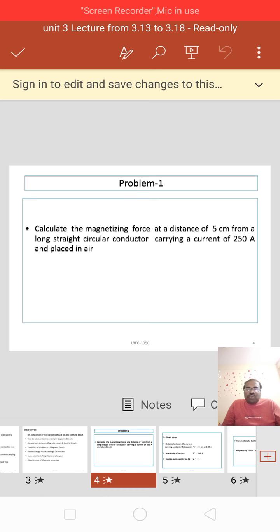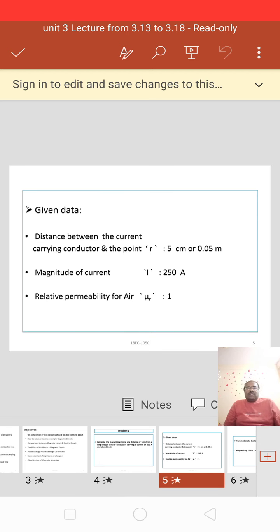Now kindly collect the given data present in the problem. The distance between the current carrying conductor and the point is 5 centimeter. We must convert that centimeter into meters, so 5 centimeter is equivalent to 0.05 meters. Second one is the magnitude of current, I is 250 amperes. Third one is the relative permeability of air, mu r equal to 1.